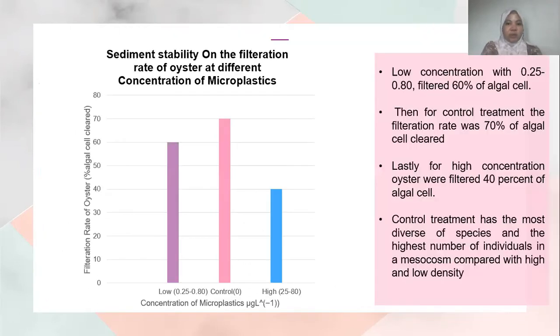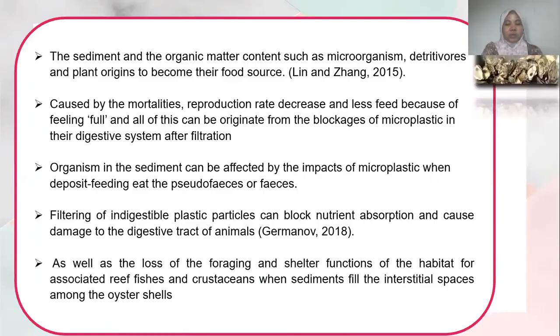So this is the graph for sediment stability on the filtration rate of oyster at different concentrations of microplastic. Low concentration, with 0.25 to 0.80, filter 60% of algal cell. Then for control treatment, the filtration rate was 70% of algal cell cleared. Lastly, for high concentration, oyster will filter 40% of algal cell. Control treatment has the most diverse species and the highest number of individuals in a mesocosm compared with high and low densities.